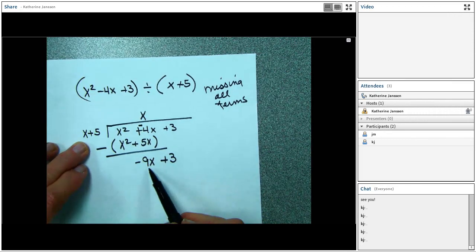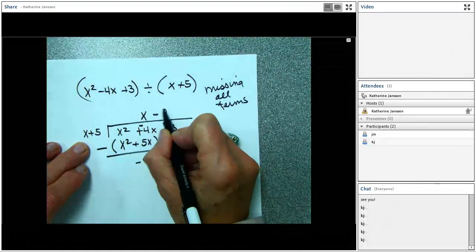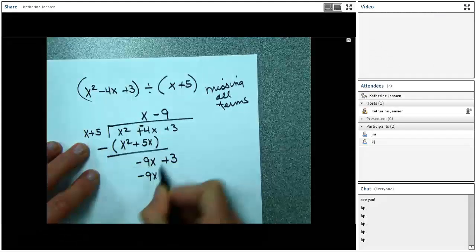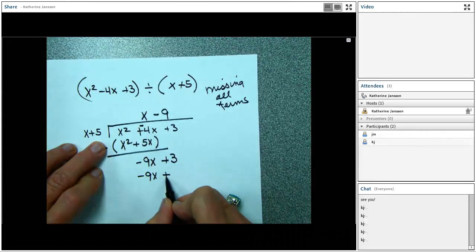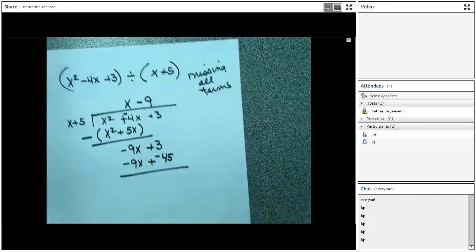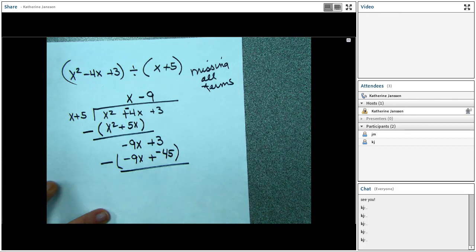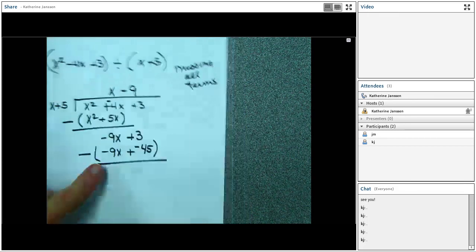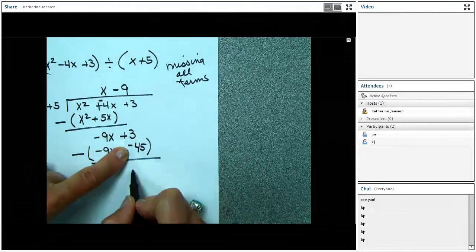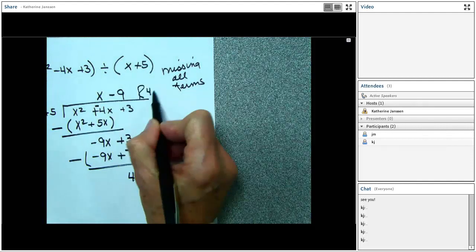x times what would give me a negative 9x? Negative 9. Negative 9 times x is a negative 9x, and a negative 9 times 5 is negative 45. Draw your line and subtract the entire polynomial. So this is going to go to positive for 0. This is going to go to positive for 48. So I have a remainder of 48.